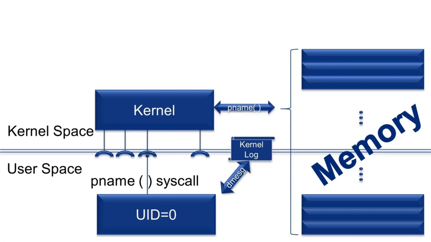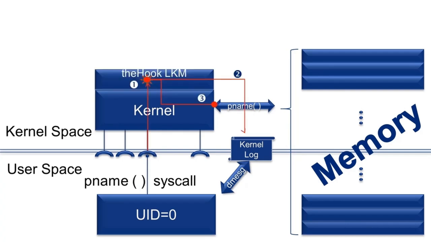Notice we can call pname from user space, just like we call any other system call exposed by the kernel. And expanding this picture, I have added the malicious LKM we want to construct in this submodule. It will run in kernel space and hook all calls from user space to pname. Again, it will be running in kernel space, so we do need root access to install the LKM.